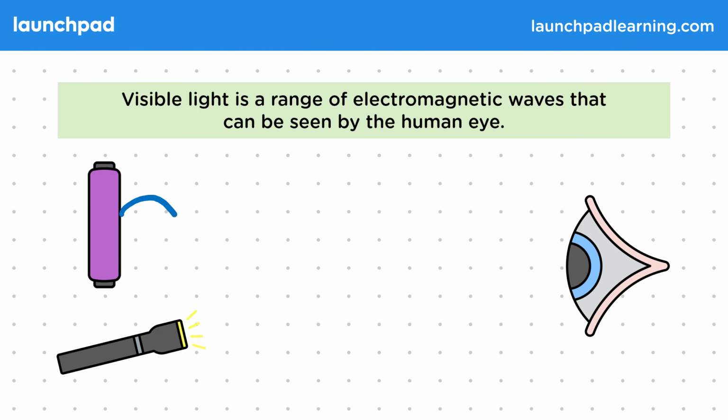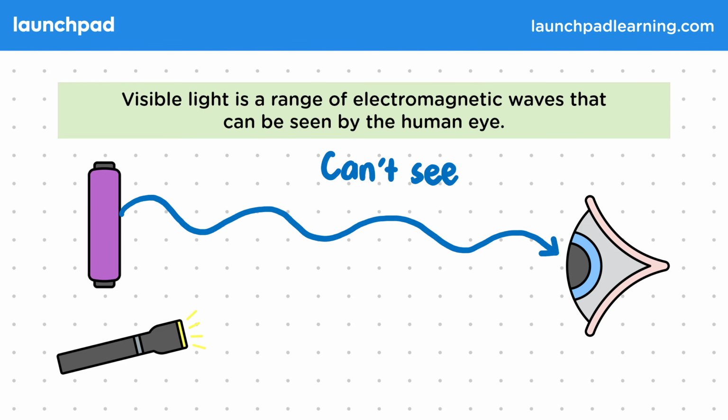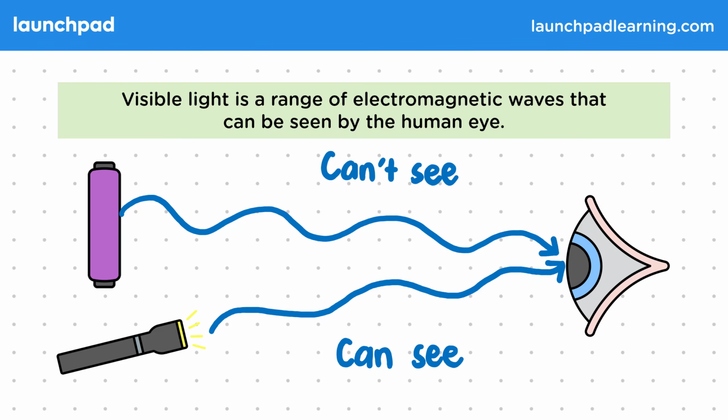The UV lamp emits ultraviolet waves. However, we cannot see these waves as they have a frequency too high for our eye to process. We similarly can't see infrared waves because they have too low a frequency. However, the visible light from a torch has a frequency not too high or too low. It's in the range that our eyes can process, so we can see this light.